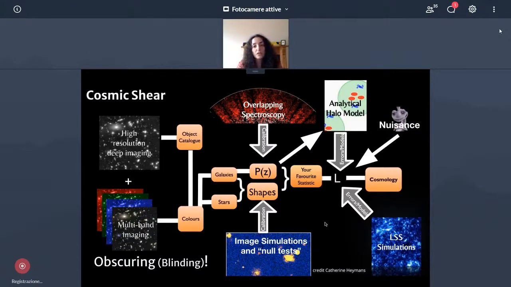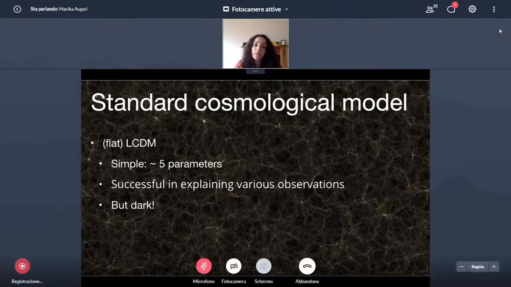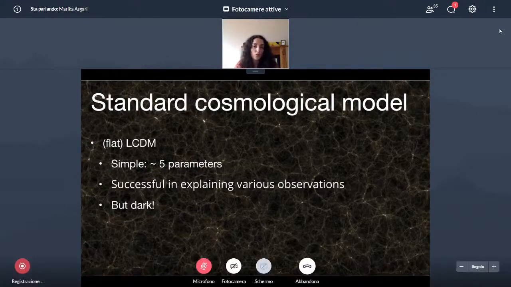So now that I showed you the overall view of how a cosmic shear pipeline looks like, let me tell you a little bit about the model. So the model that we used was standard cosmological model. Currently, that's flat ΛCDM. And this model, we like it. Why? Because it's simple. A handful of parameters can capture its essence. And also, at the same time, it's been very successful in explaining various observations from cosmic microwave background to geometric probes like supernova type 1A and probes of large-scale structure and so on.